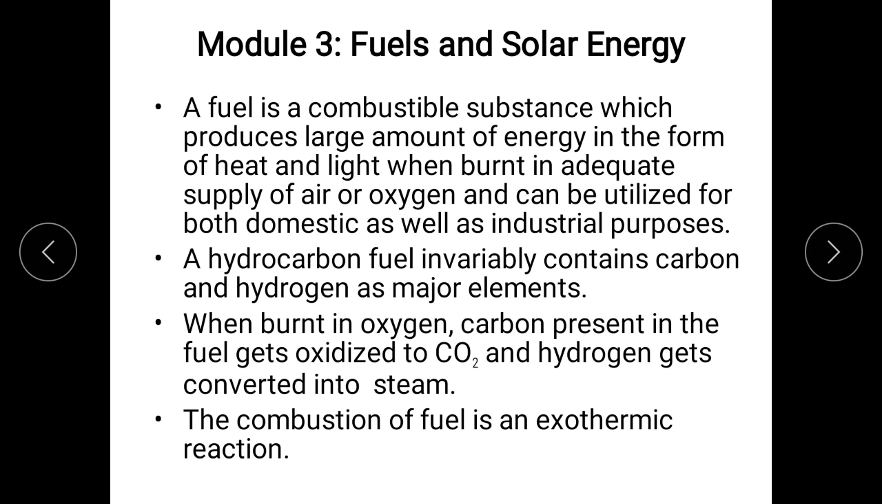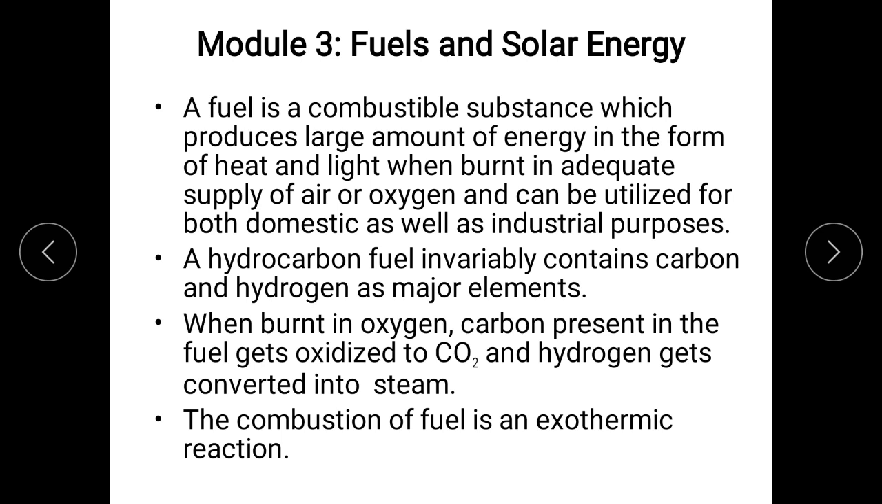A fuel is a combustible substance which when burnt in an adequate quantity of air or oxygen produces a large amount of energy in the form of heat and light, and that energy can be utilized for domestic purposes as well as industrial purposes.